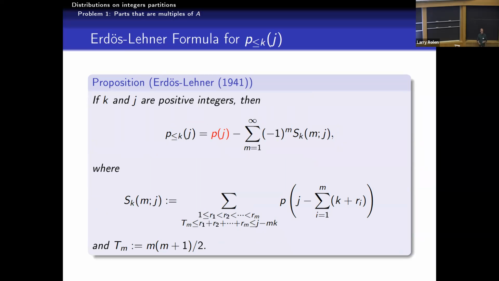Now Erdős and Lehner in their work showed that this p less than or equal to k of j, because we want to take j and count the partitions into no more than k parts, they're able to write it in this way, again in terms of something simpler, the standard partition function, and then we're going to subtract off this piece over here. This is kind of weird looking, but the idea here is what we're looking at.